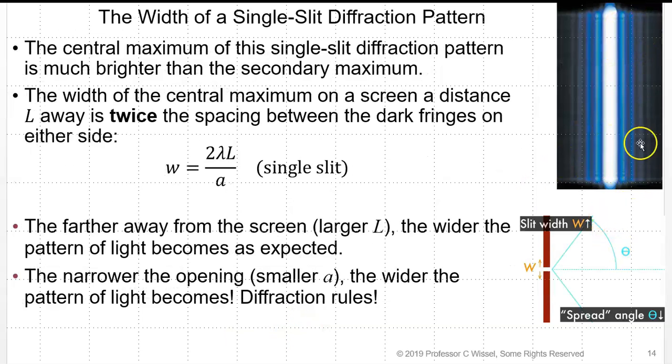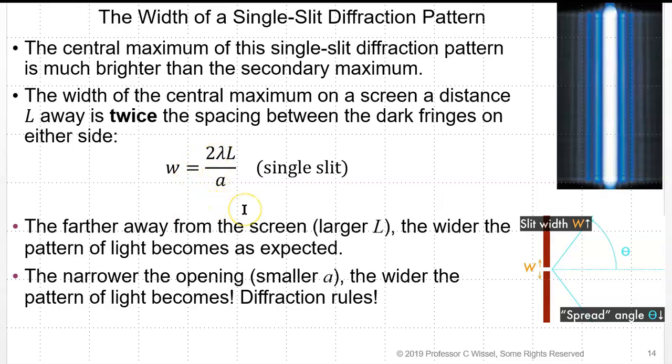This is a central maximum of a single slit diffraction pattern. Notice that the central maximum is the one that's really bright. The other ones are kind of dim, and they get dimmer the further you go out. The width of the central maximum on a screen a distance L away is twice the spacing between dark fringes on either side. And of course, that equals 2 lambda L over a.